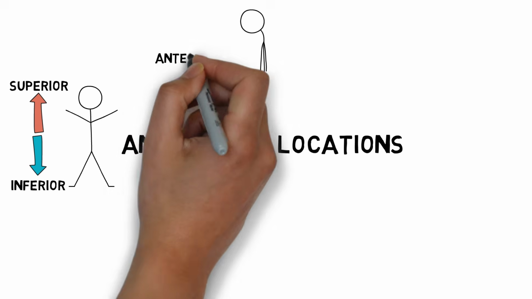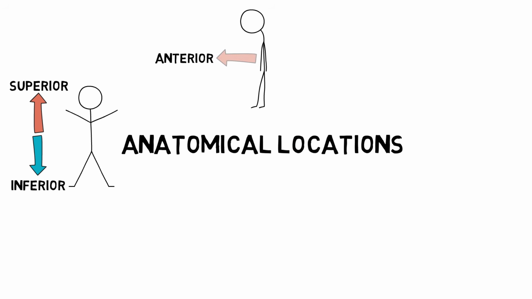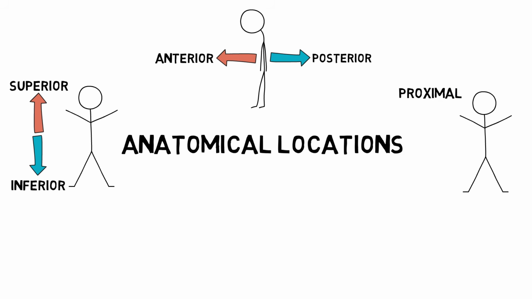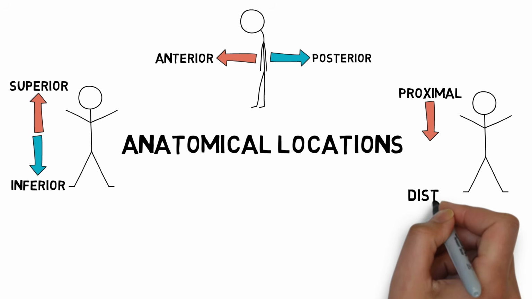Anterior refers to a position towards the front of the body. Posterior refers to a position on or towards the back of the body. Proximal refers to a position nearest to the center of the body. Distal refers to a position away from the center of the body.